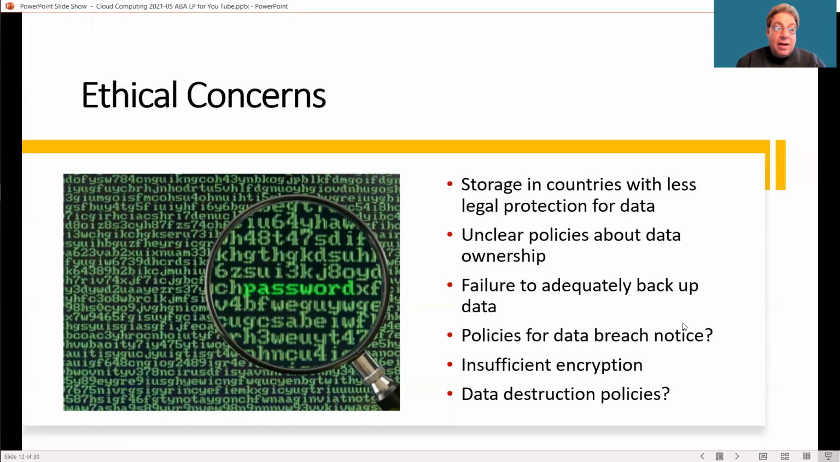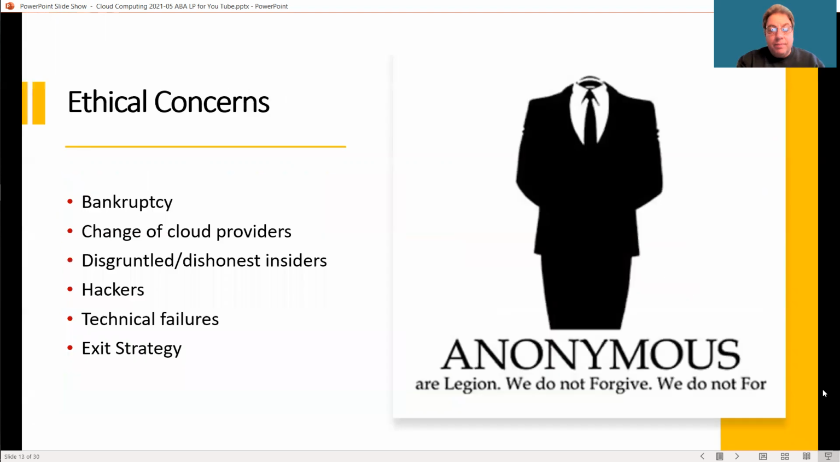Other concerns are, as I mentioned before, if your data is stored in India, what are the protections there? Who does it say own the data? And has the data been backed up? What are the provider's policies for data breach notices? Is there appropriate encryption, which simply means storing it so that someone who tries to access your data can't see it or use it without the password? And what are their data destruction policies? Because if you terminate that contract and don't use them anymore, what happens to your data?